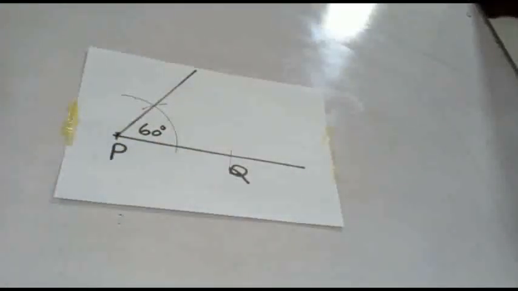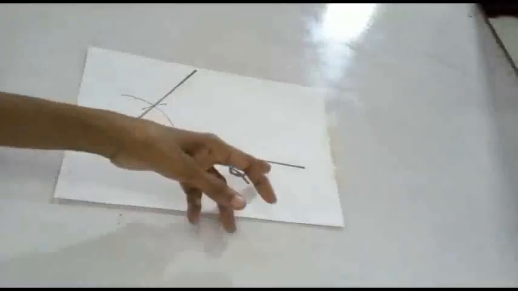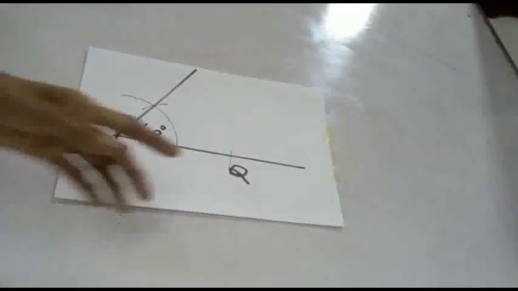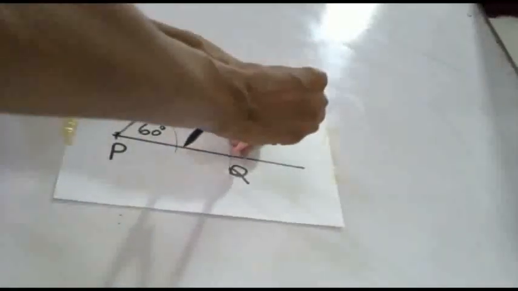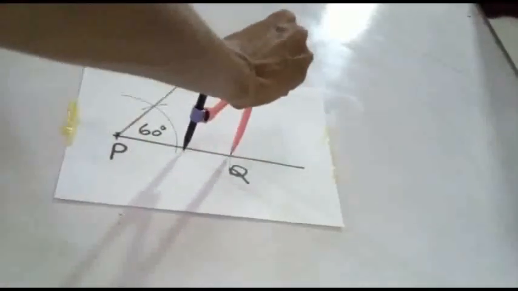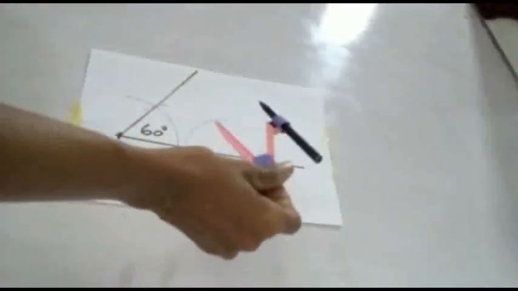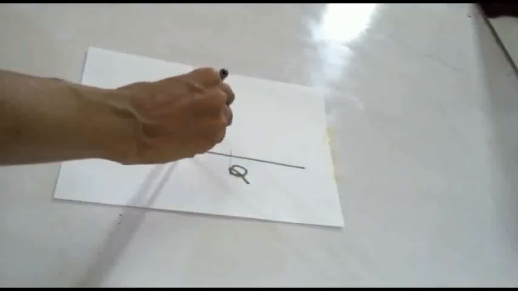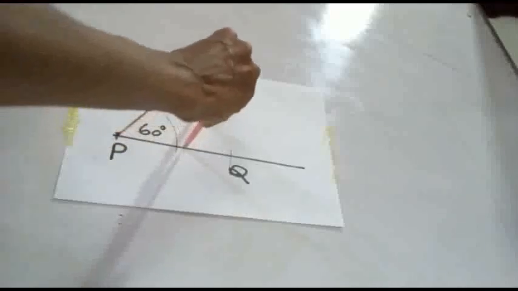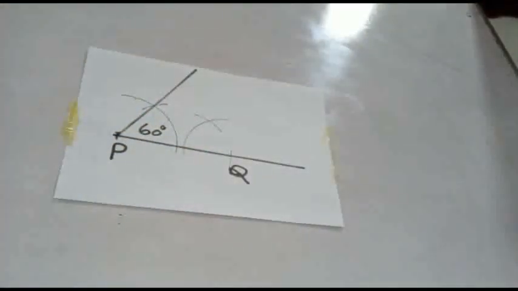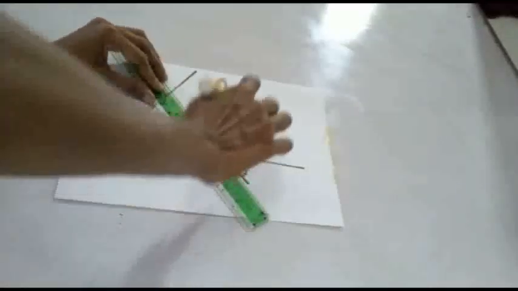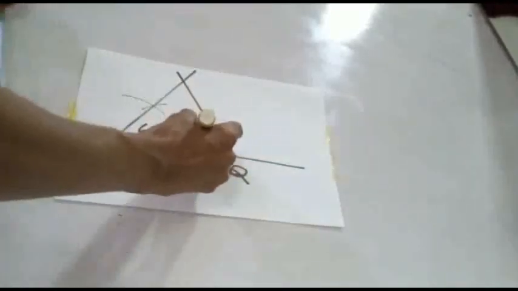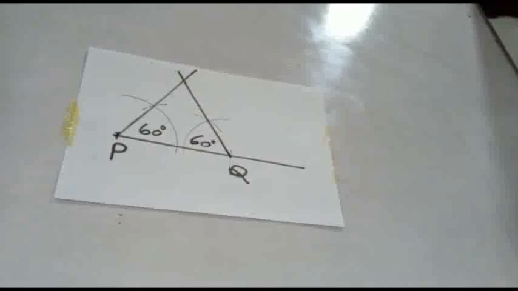Part 2. Construct an angle of 60 degrees at Q such that QP is an arm. Take Q as the center and draw an arc. With the same arc length, put this intersected point as the center and draw another arc. Now join the intersected point and Q. The magnitude of this angle is 60 degrees.